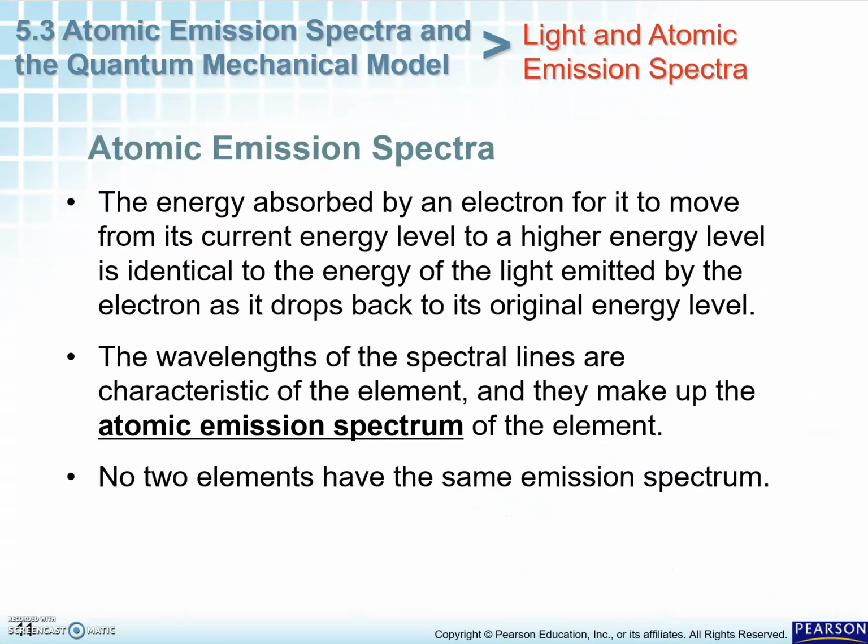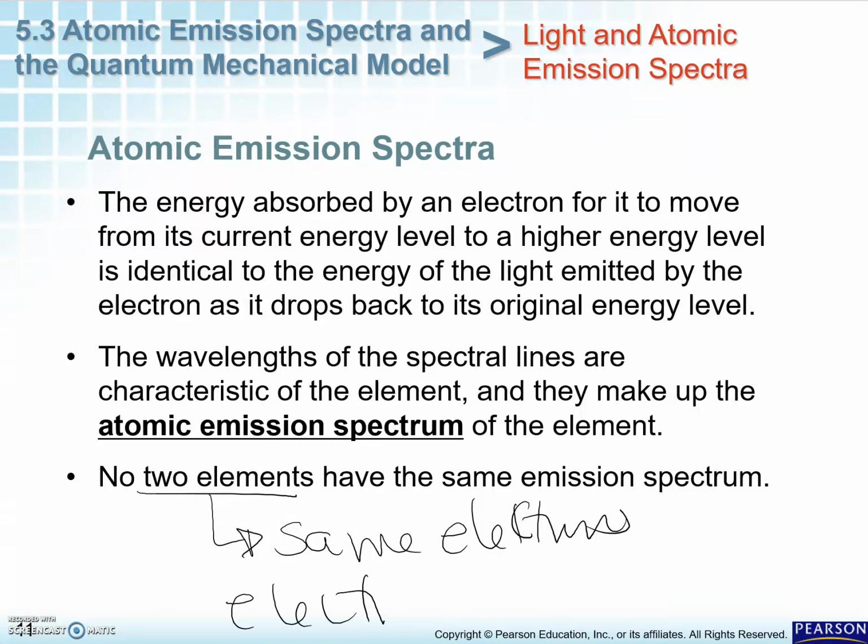So the cool thing about this is no two elements are going to have the same emission spectrum. The reason for that is no two elements have the same electrons. So if you were to do the electron configuration, you would see that you have different numbers of electrons in every element. So that causes a different atomic emission spectrum for every element.